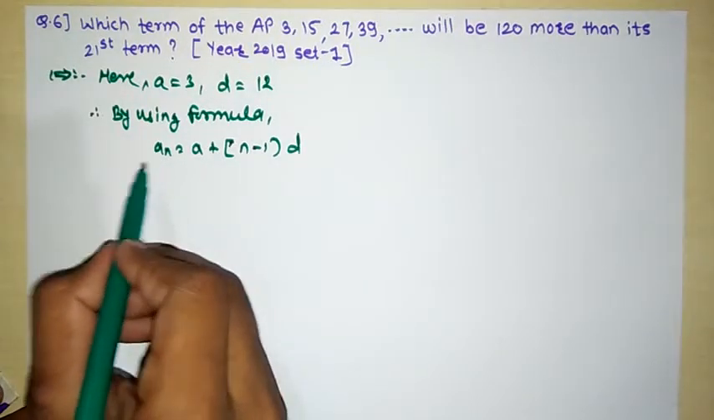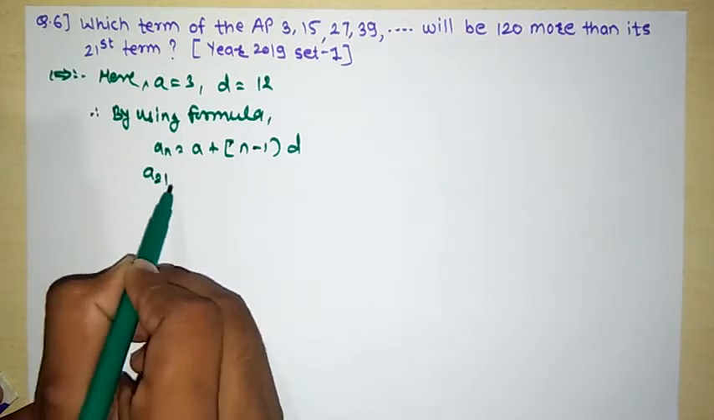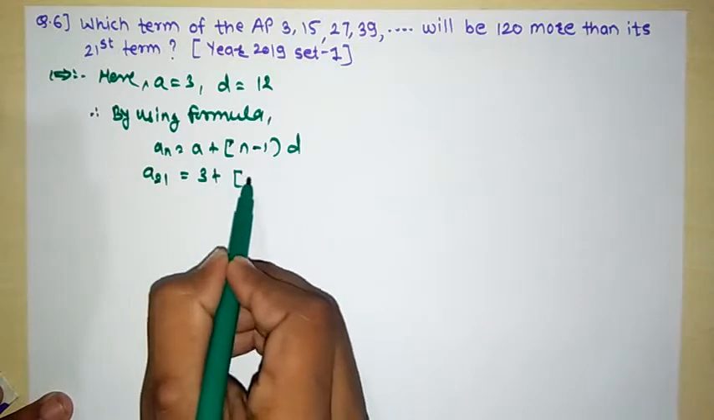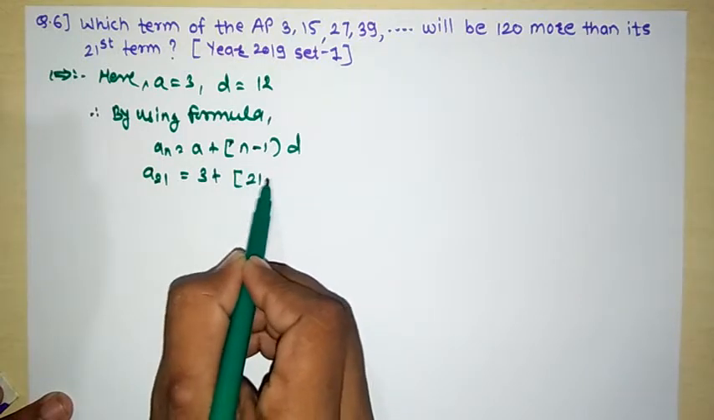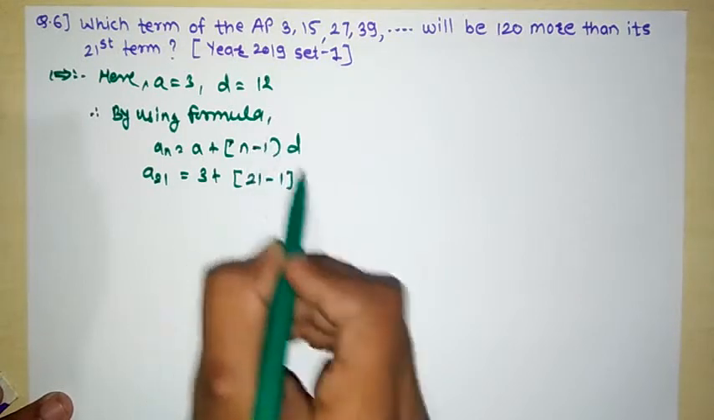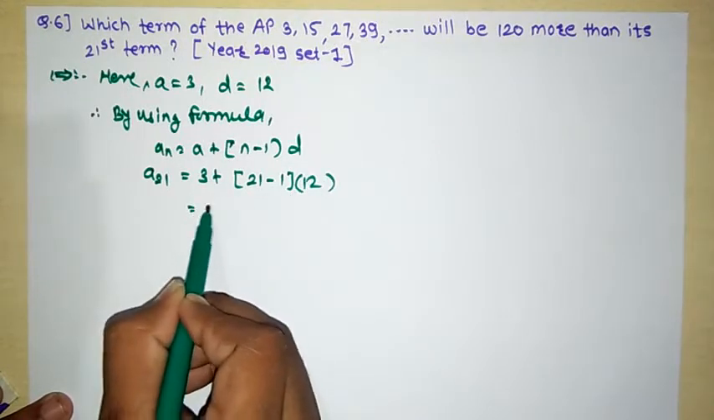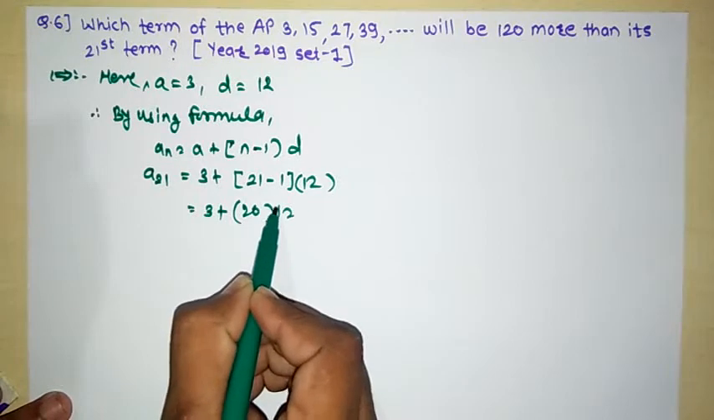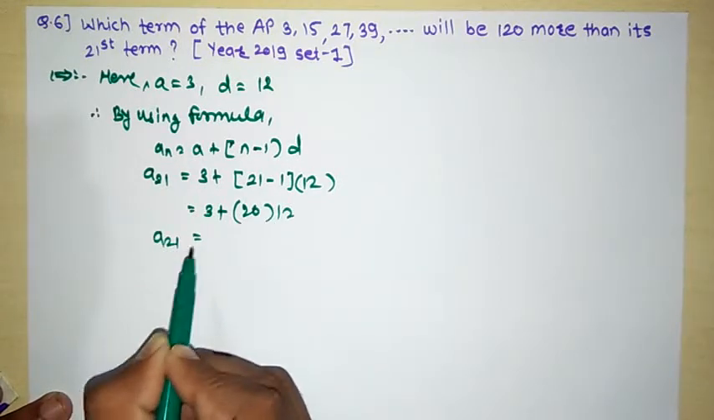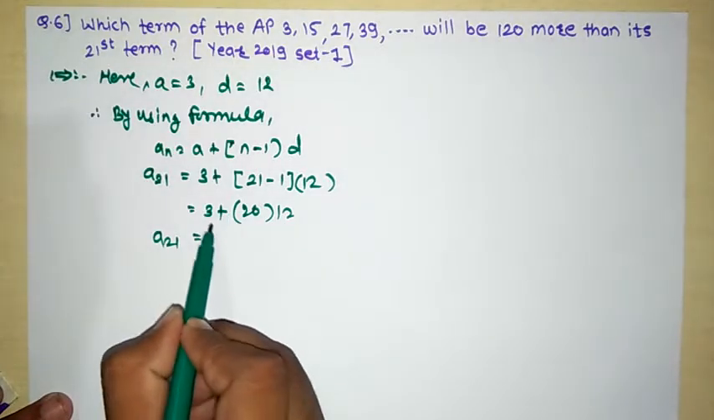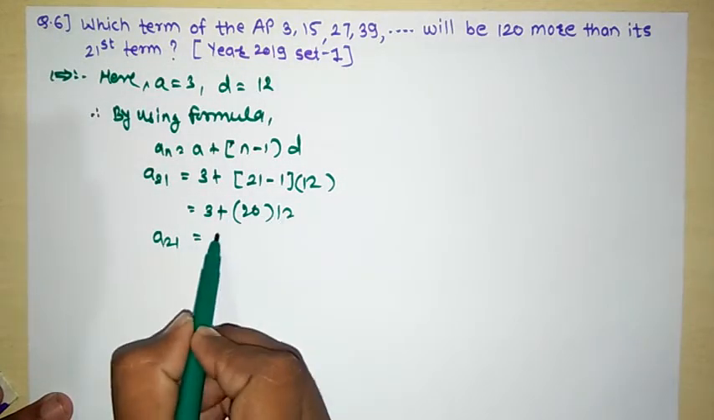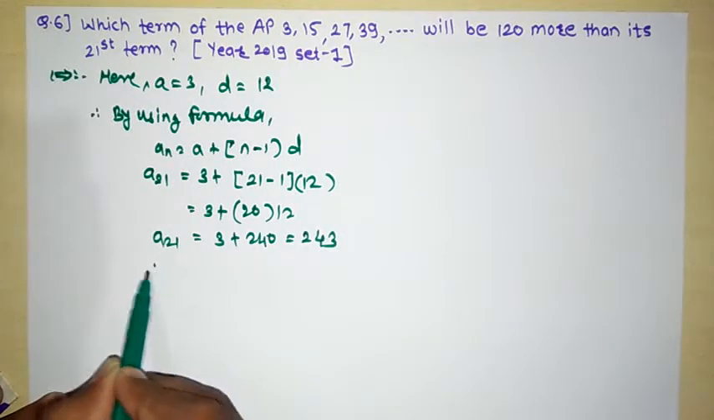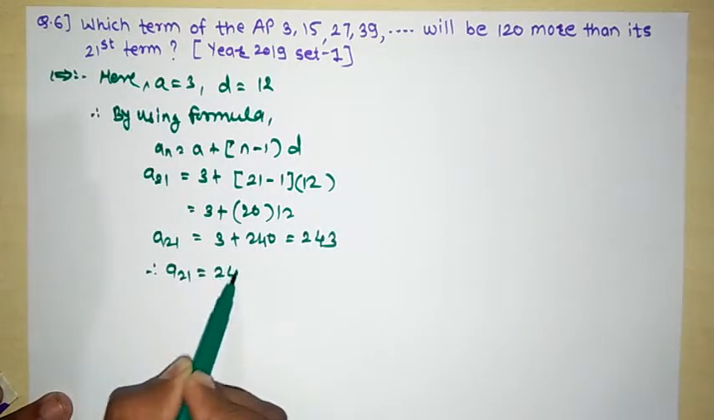An, that is the 21st term. First we have to find the 21st term, that is a21 is equal to a, the first term, which is 3, plus, since we are finding the 21st term, n is 21, so 21 minus 1 into d. What is the d here? d is 12. 3 plus 21 minus 1 is 20 into 12. Therefore a21, that is the 21st term, is equal to 3 plus 240, which is equal to 243. Here we got, therefore the 21st term is equal to 243.